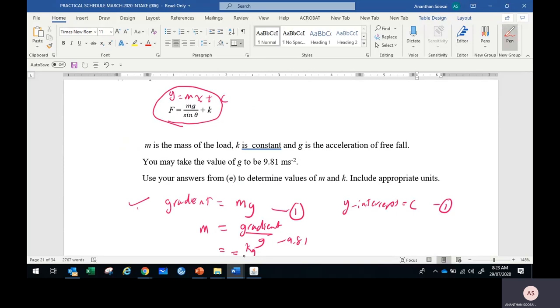Put one slotted mass, another 50 gram. How many slotted masses did you use? One. So it's 100 gram. So your final answer must be 0.1 kilogram. You must get 0.1 kilogram here, plus minus 10%, then you get the accuracy mark. That means 0.09 to 0.11. If you do not get within plus minus 10%, you lose the accuracy mark.